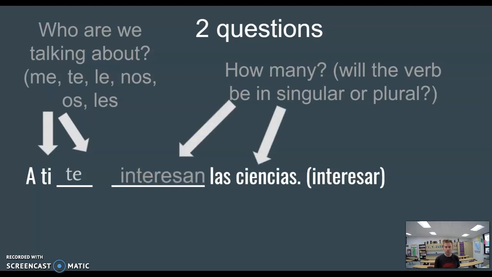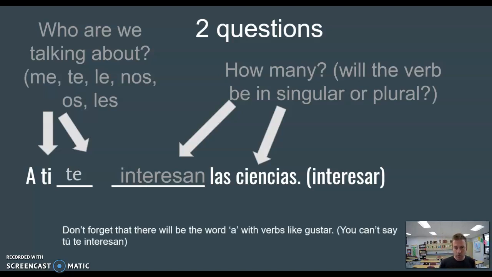So we are going to put an N on the end of the verbo, right? Interesan, las ciencias interesan. Te interesan las ciencias, okay? A ti te interesan las ciencias. You are interested in science, or science is interesting to you. Okay, that's what we're saying here. One thing to remember, something that really comes up a lot, okay, is that there's an a in front of it. If you're going to say tú, you can't say tú te interesan. Eso es incorrecto. You're going to say a ti te interesan las ciencias, okay?